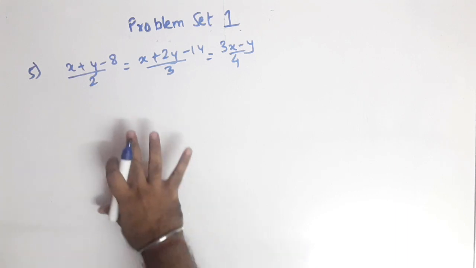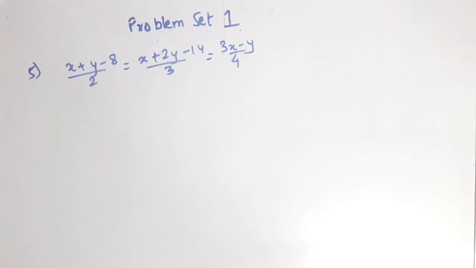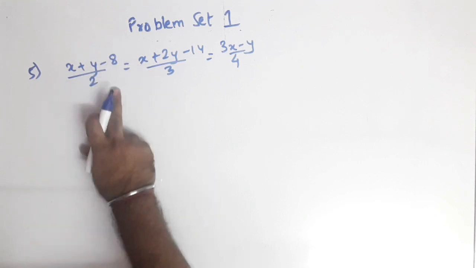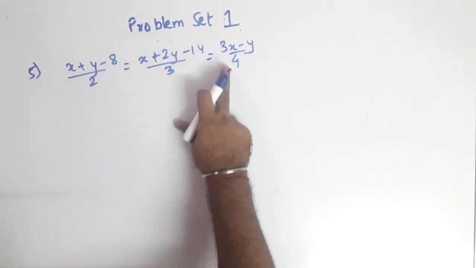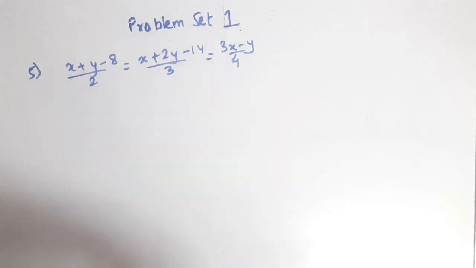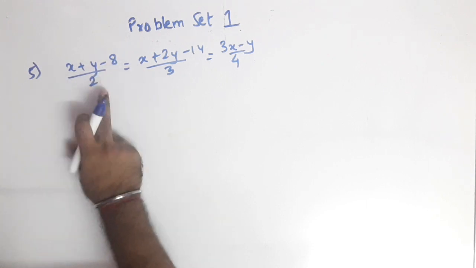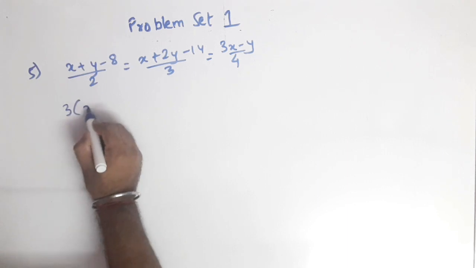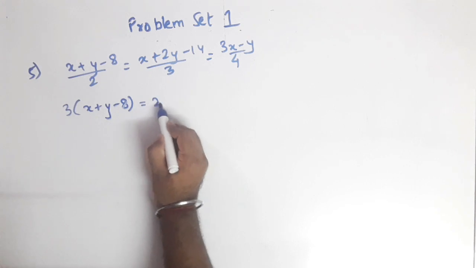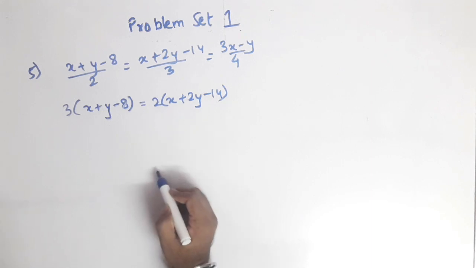Okay, so here it is very easy to derive the equation from them. How will we do that? We have done it before. Just cross multiply either first and second, and for the other equation second and third, or you can also cross multiply first and third. Okay, so here I'll be first cross multiplying first and second. So I'm getting 3 bracket x plus y minus 8 equals to 2 bracket x plus 2y minus 14.